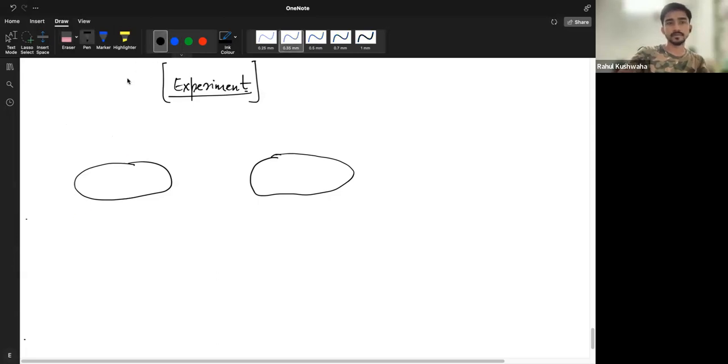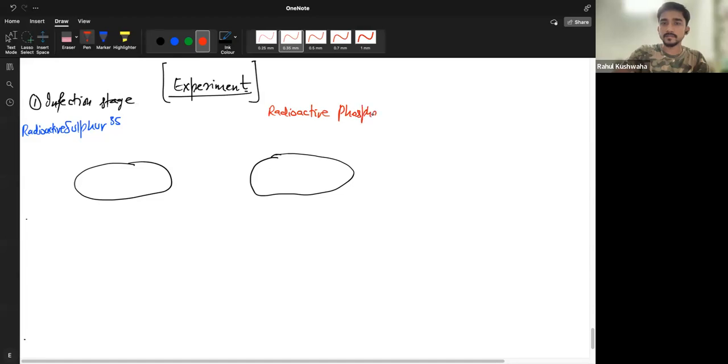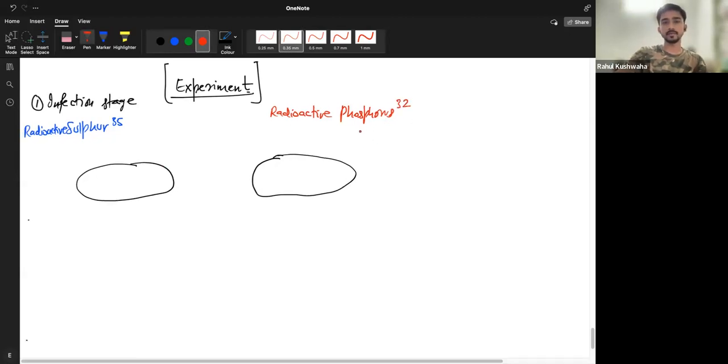Infection stage. On one side will be radioactive sulfur labeled viruses. Radioactive sulfur radiates. And on the other side, they use radioactive phosphorus viruses, which is 32P. So you can call these S35 and P32.